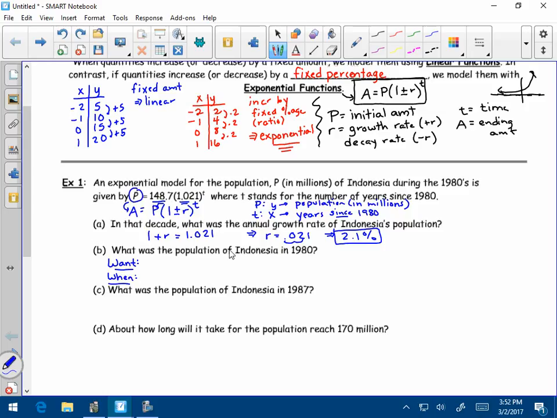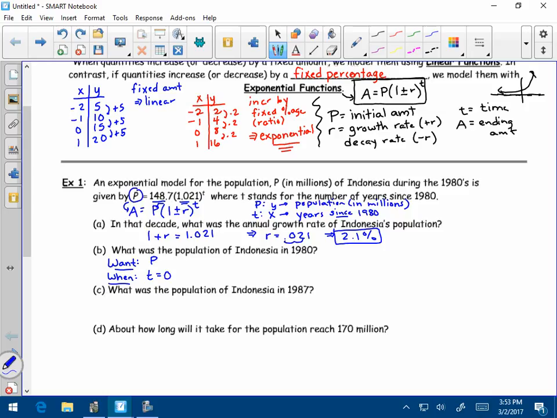It says, what was the population? So do I want like an x value or a y value, or a p value or a t value? Well, it's asking for the population, so clearly I want p value, the population. So I want p when what happens? Well, I'm given a time, a year, 1980. And since t is years since 1980, that would mean it's when t equals 0.